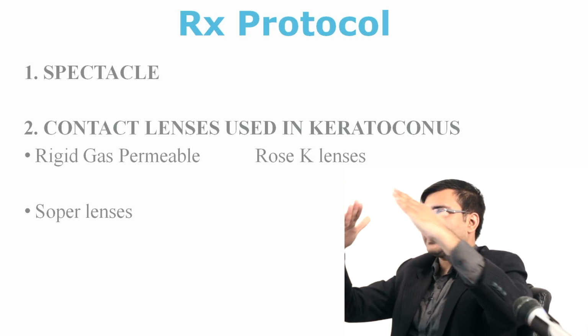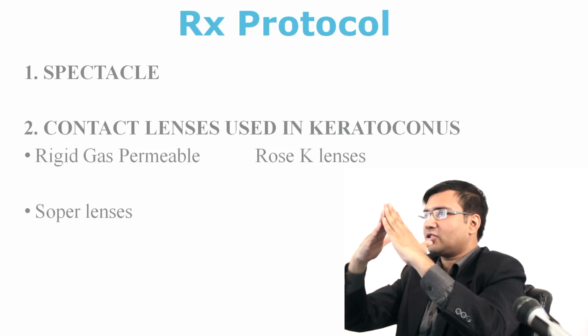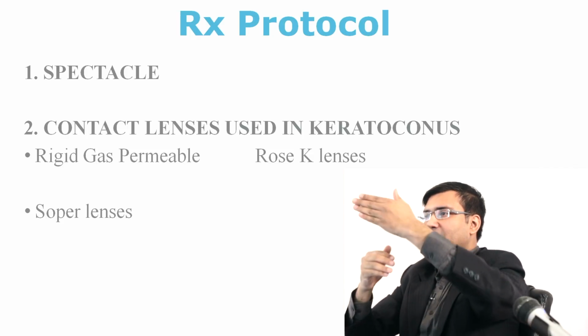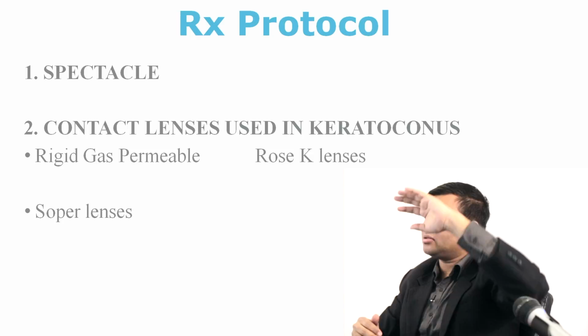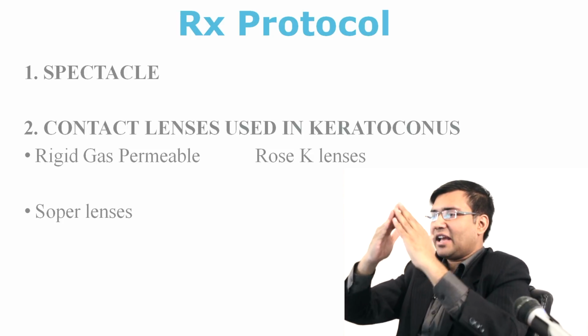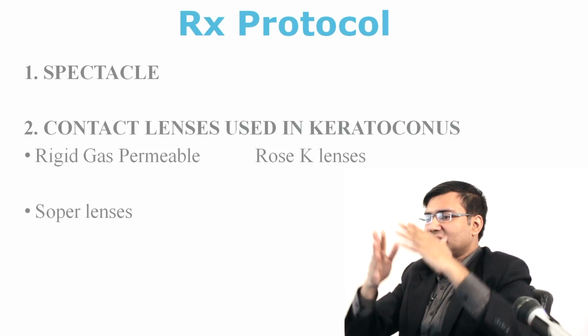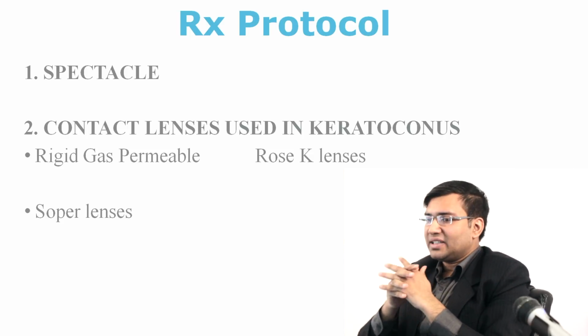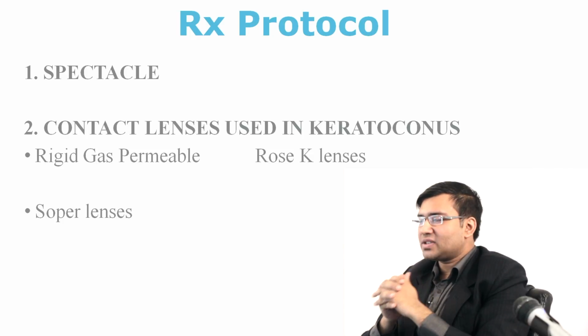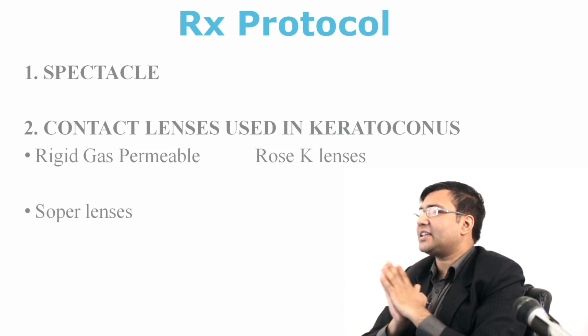I told you that the cornea is steep here. So we have to make a lens that fits into the cornea. You cannot give a simple lens that slides up and down over your corneal curvature, because here every point of the cornea has a different curvature. Okay, so the patient won't be comfortable. So rigid gas permeable lens, Rose K lens, and Soper lenses are customized contact lenses that are used in keratoconus.